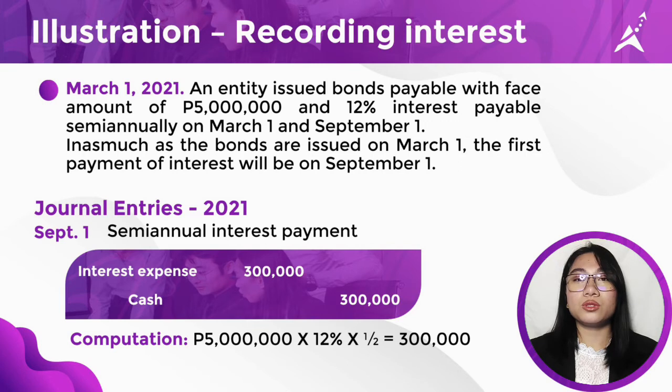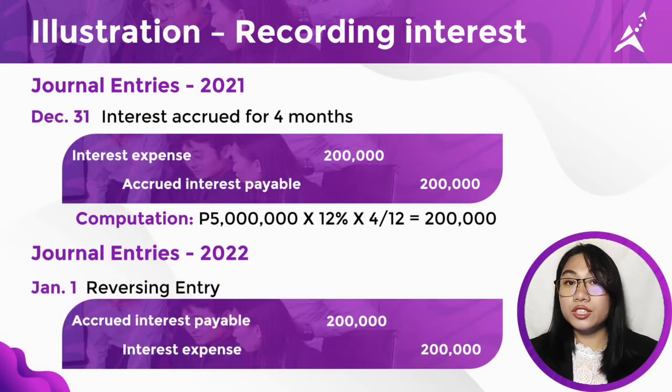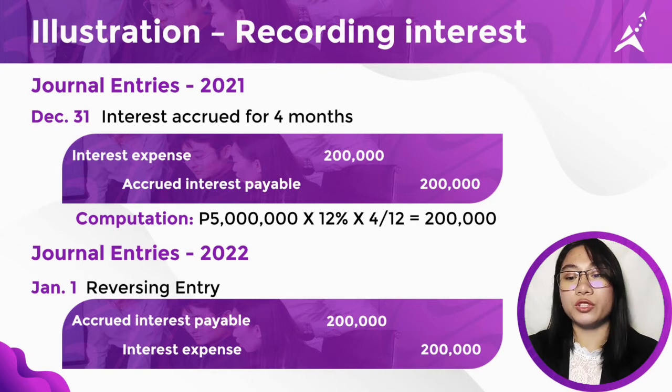That one over two semi-annual payment, so it will be equal to 300,000. So next, on December 31, interest accrued for 4 months. So our entry for that will be debit the interest expense for 200,000 and credit the accrued interest payable for 200,000. So our computation is 5 million times 12% times 4 over 12 is equal to 200,000.